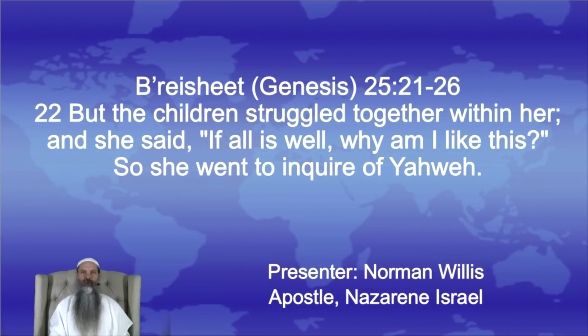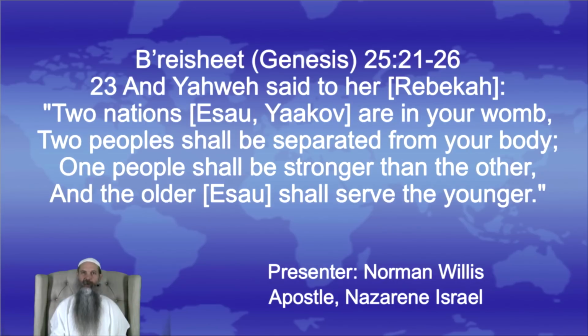But the children, verse 22, but the children struggled together within her. The word in Hebrew is ratzatz. It means literally they're trying to break each other apart. They're literally trying to break each other in pieces. And so she said, "If all is well, why am I this way?" So she went to inquire of Yahweh.